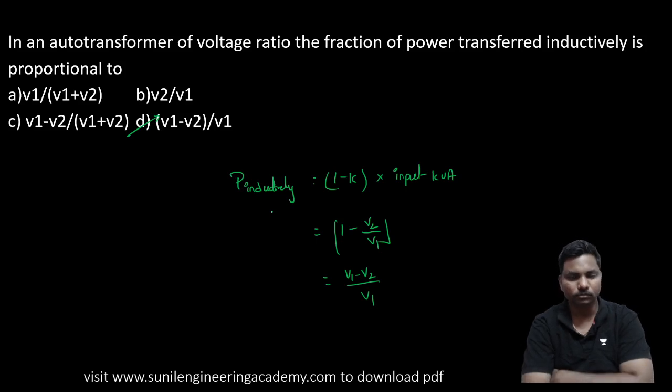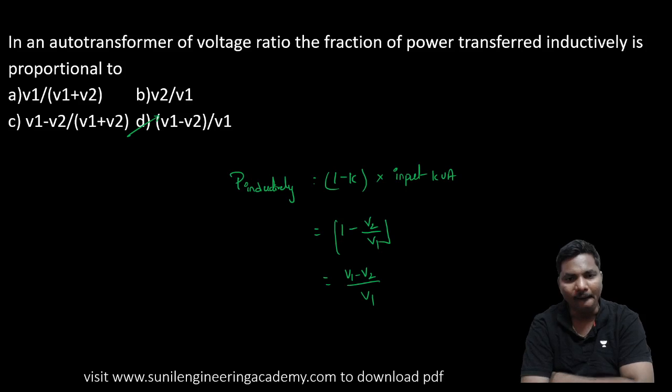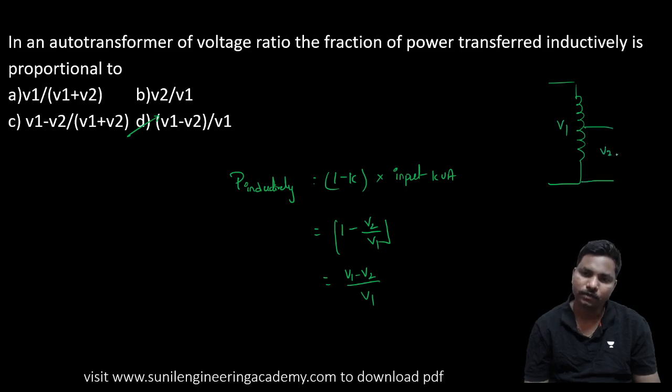Based upon 1 minus K times the input, K is LV by HV. Generally, we are considering a step down auto transformer. The primary winding is higher, meaning voltage V1 is also higher, and this is V2. Low voltage is the smaller number of turns, high voltage is the larger. So K is considered as LV by HV, that is V2 by V1, and we got the answer.